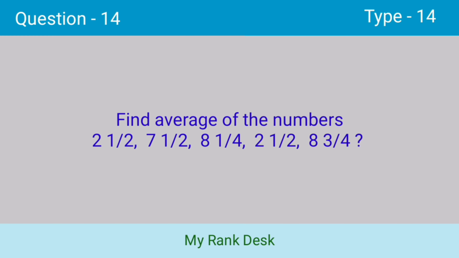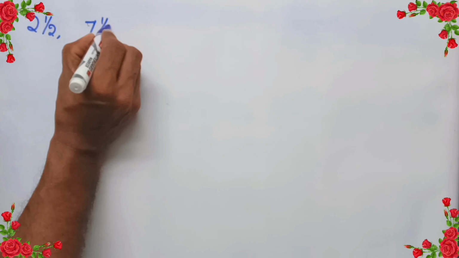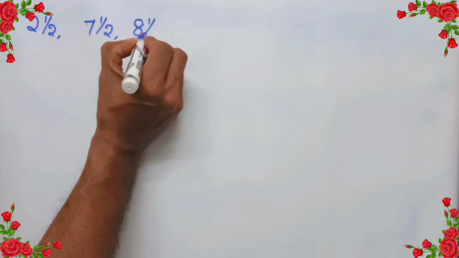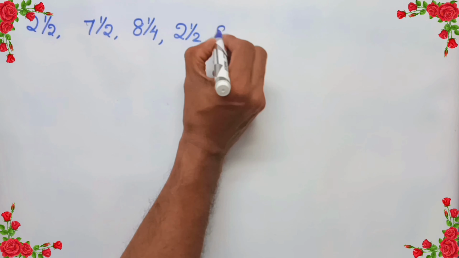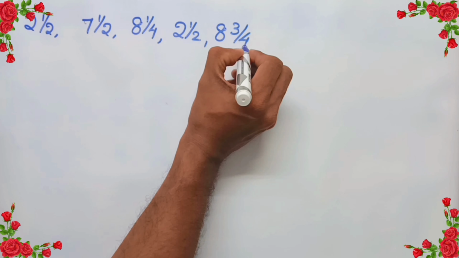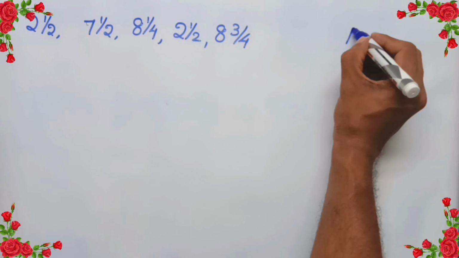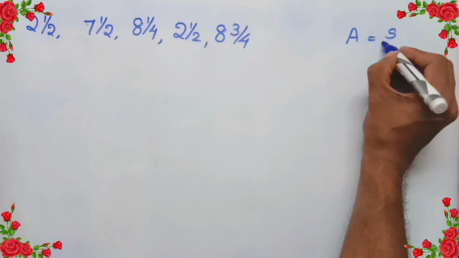To find sum of the given mixed fractions, add the whole numbers together and add the simple fractions together. Then divide the sum by the number of fractions. Let's find the answer. We have to find the average of the given 5 mixed fractions. They are 2 and 1 by 2, 7 and 1 by 2, 8 and 1 by 4, 2 and 1 by 2 and 8 and 3 by 4. And we know that on dividing the sum of the mixed fractions by the number of terms, we get average of the given mixed fractions.